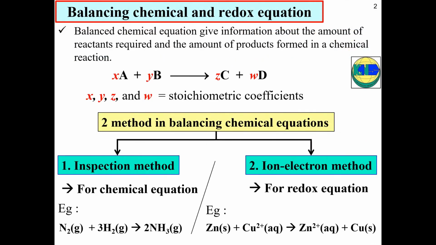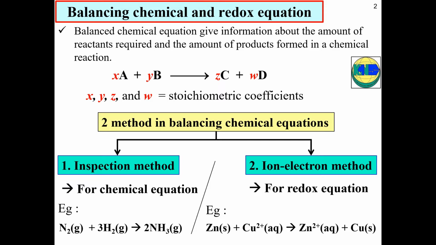Okay, now we learn about balancing chemical and redox equations. A balanced chemical equation gives information about the amount of reactants required and the amount of product formed in a chemical reaction. So we look at the general equation given. The x, y, z, and w represent the stoichiometric coefficients, which means the numbers of moles involved in a chemical reaction.